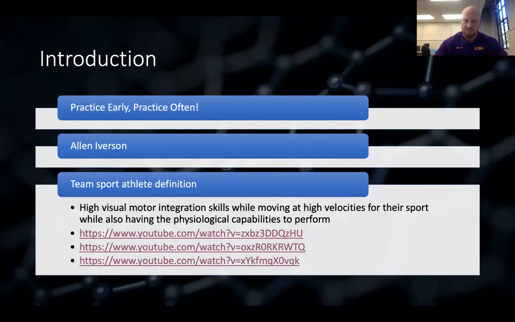And then speaking about the physiological capabilities, that's things like strength, power, speed, endurance, things of that nature, where you're developing a little bit different qualities. These have to combine together in order to make a great athlete. And I'll show you a couple clips of what I consider to be great team sport athletes.